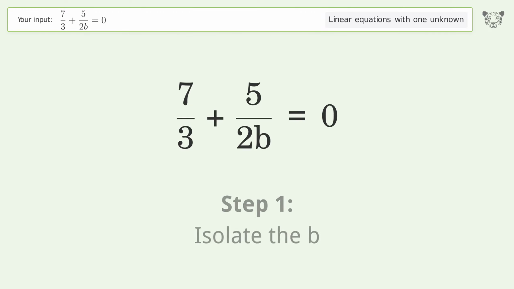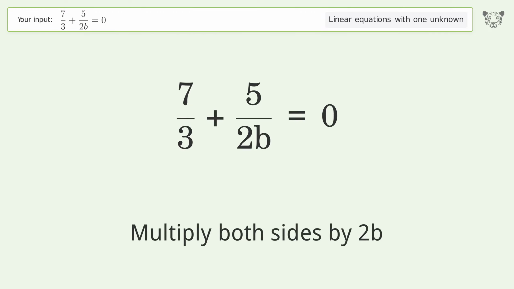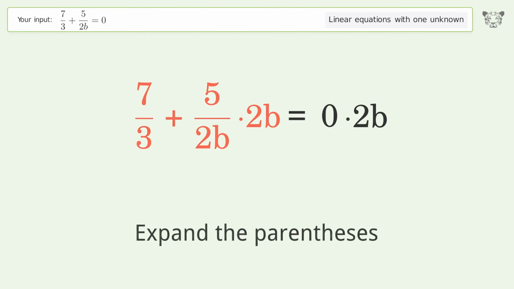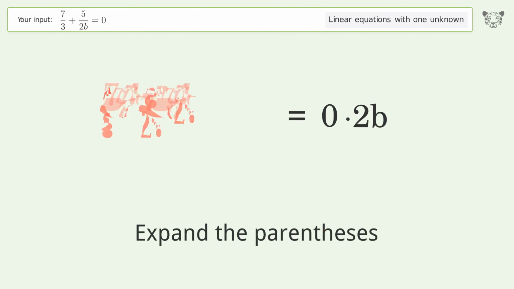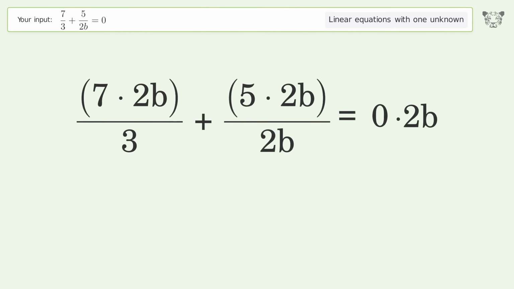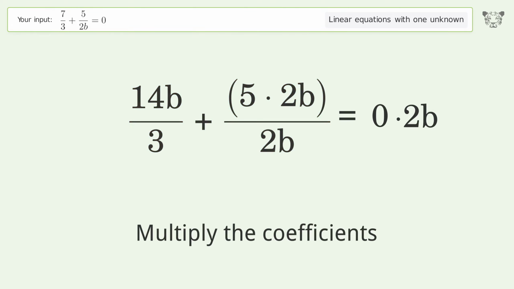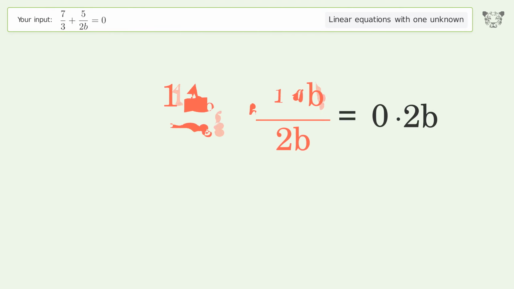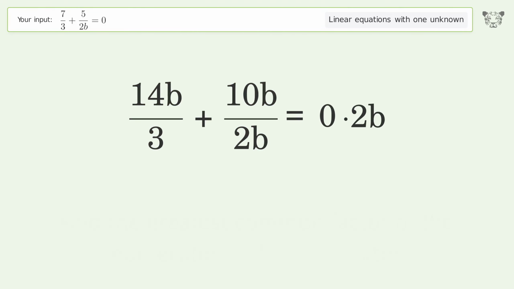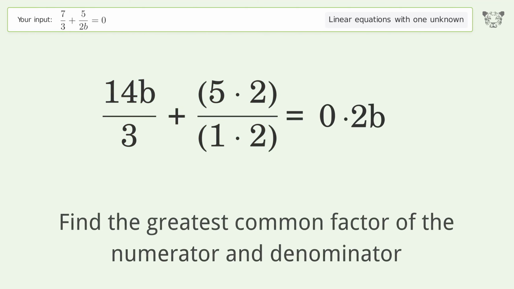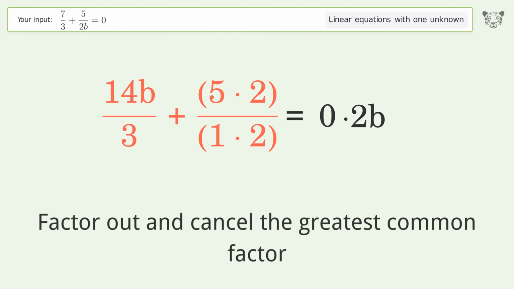Isolate the b. Multiply both sides by 2b. Expand the parentheses. Multiply the coefficients. Find the greatest common factor of the numerator and denominator. Factor out and cancel the greatest common factor.